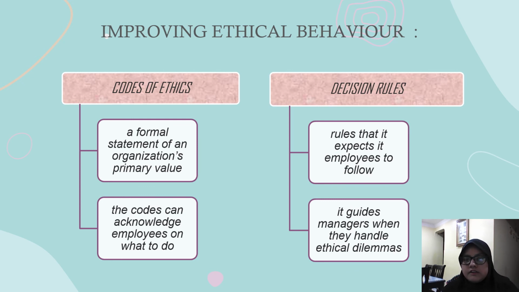Then the second is decision rules. Decision rules are the rules that the employee is supposed to follow. The company makes some kind of strict rules for them to follow so as not to cause chaos. It can also guide superiors, such as managers and project leaders, when they handle ethical dilemmas. That's all for me. Thank you.